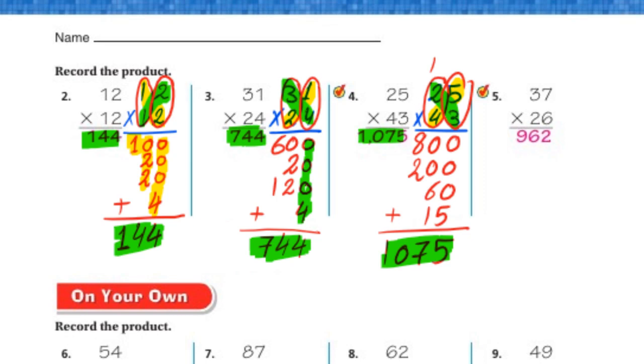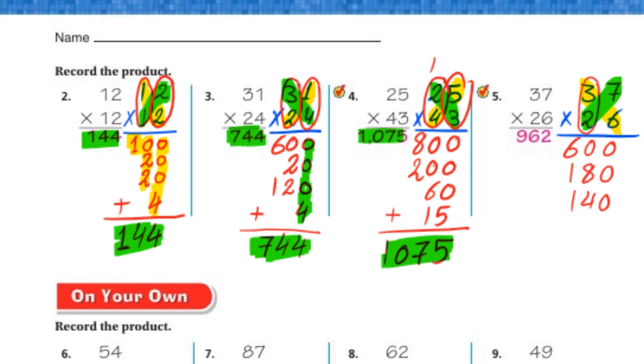Yasser, first thing, write it, then put the 4 zeros. Excellent. Then multiply 3 by 2. 3 by 2 equals 6. Great. So the first one is 600. Then 3 multiply 6 equals 18. And then 2 multiply 7 equals 14. Great. And then 6 multiply 7 equals 42. And then let's add.